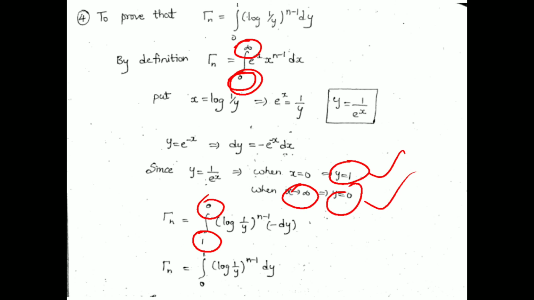So here it is 0 to infinity, here it is 1 to 0, and in the place of x, log of 1 by y whole power n minus 1, and next thing is here dy, as dy is nothing but minus e power minus x dx.